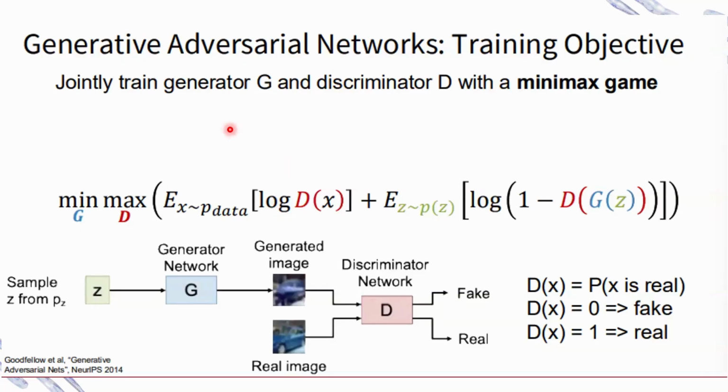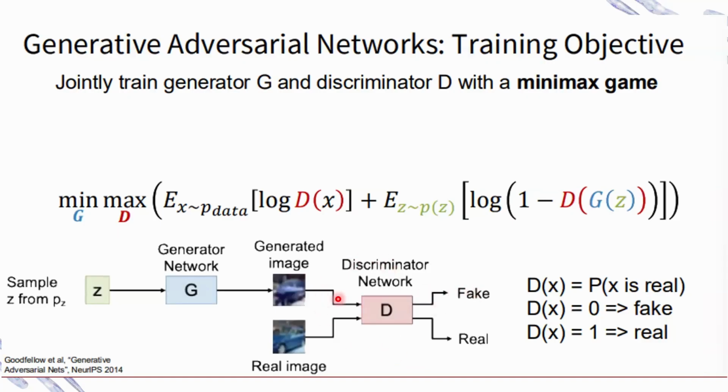Again, we will be trying to jointly train the generator G and a discriminator D in a minimax game. In the beginning, if you imagine a generator network that is not doing very well, then the generated image will be relatively bad. When we compare that generated image to a real image, the discriminator network does a simple binary classification of which one is fake and which one is real.